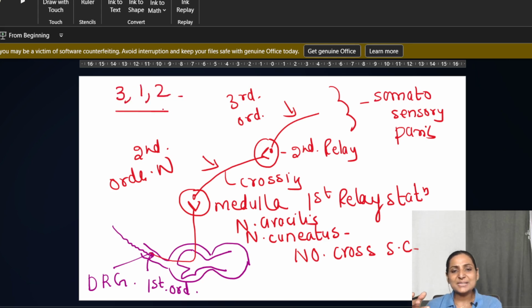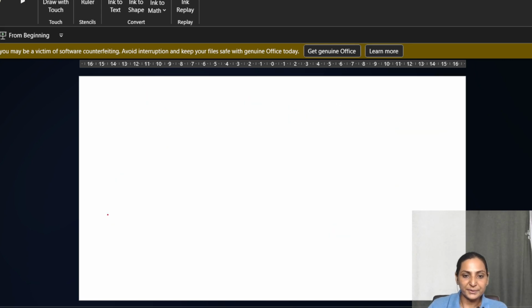Now, many of the words are really alien to you. What is 3, 1, 2? These are all Brodmann's sensory areas which you will learn when you learn the cortex. For now, remember that the first order neuron is the dorsal root ganglion. First relay station is the medulla. No crossing in the spinal cord, and beyond the medulla there will be crossing. They will then relay in the thalamus, and after relaying in the thalamus, these fibers are now going to go to the cortex.